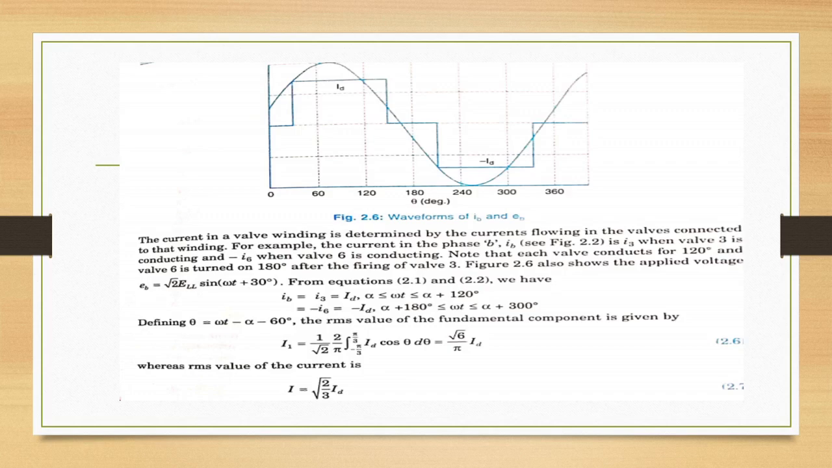Defining theta equal to omega t minus alpha minus 60 degrees, the RMS value of the fundamental component is given by I1 equal to 1 by root 2 times 2 by pi times the integral from minus pi by 3 to plus pi by 3 of ID cos theta d theta, which equals root 6 by pi ID. Whereas the RMS value of the current is I equal to root of 2 by 3 ID.